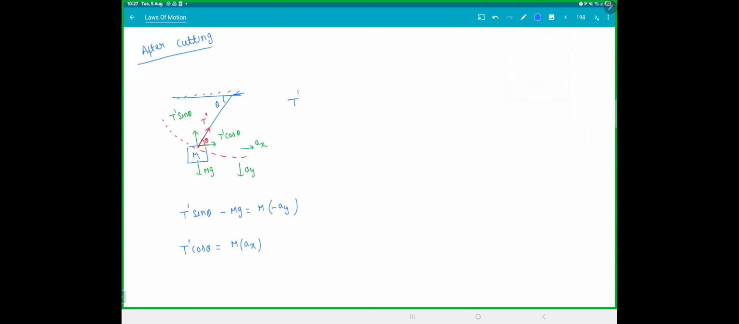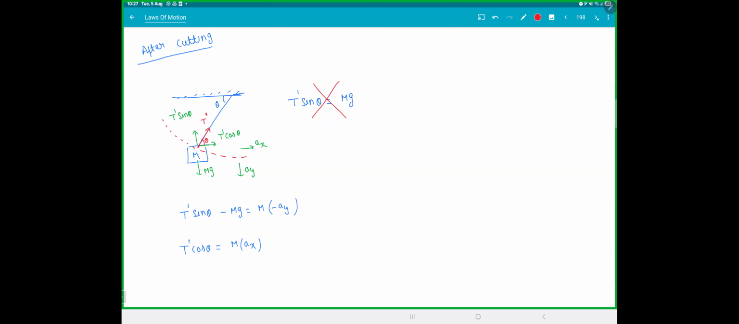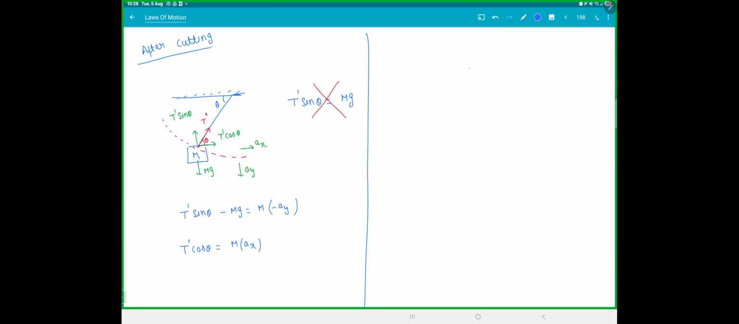So the common mistake is this. People think T dash sine theta is equal to mg. This is wrong. Clear with that? So how do you solve this faster? Like you can take ax and ay, that becomes long. Remember, you can always choose an x and y axis however you want. So there's a more convenient way to do it.